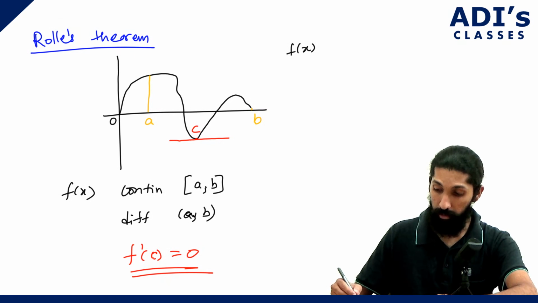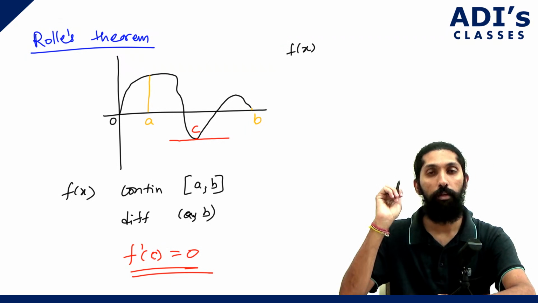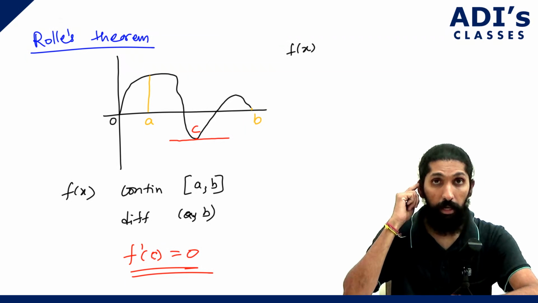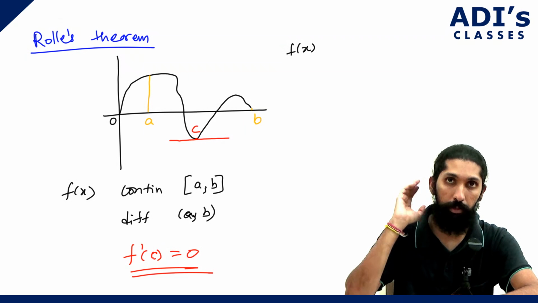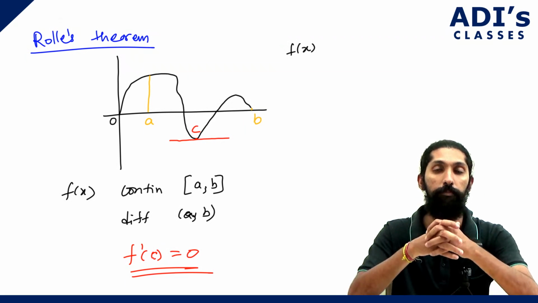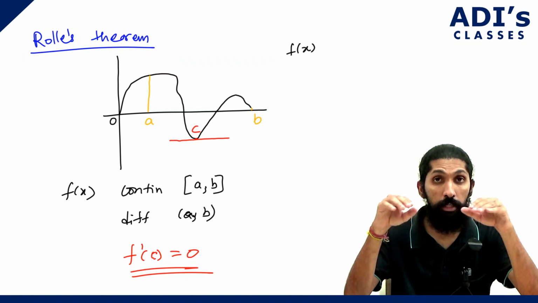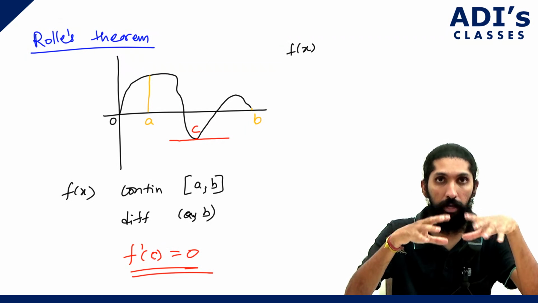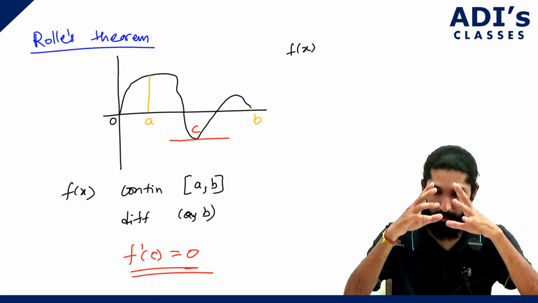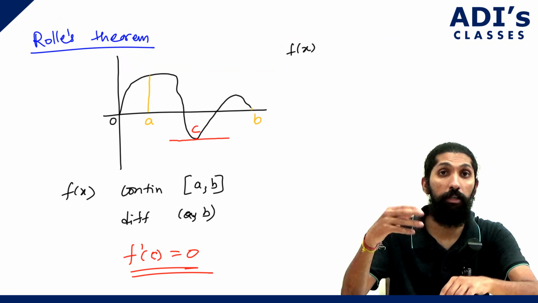Clear? So this basically tells us Rolle's theorem. Rolle's theorem talks about a particular point C in a given region A comma B. Understood? Now here a very important point is that for the point C, whatever we are looking at, the tangent at point C is always parallel to the x-axis. Hence the slope, that is f dash of C, is 0. Clear? Now let's understand what the mean value theorem is.